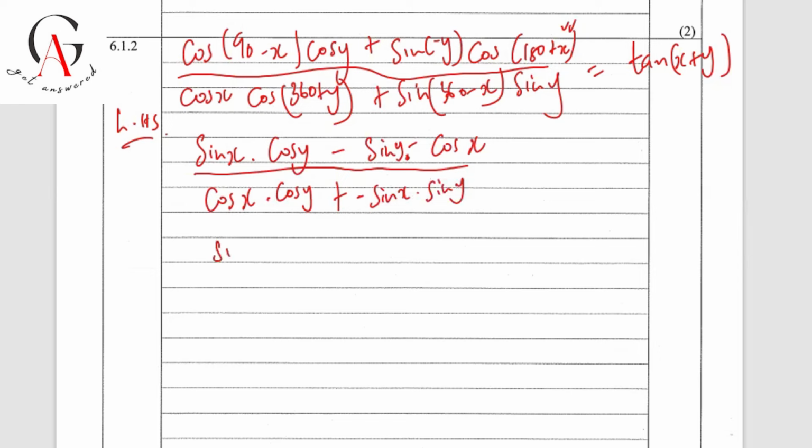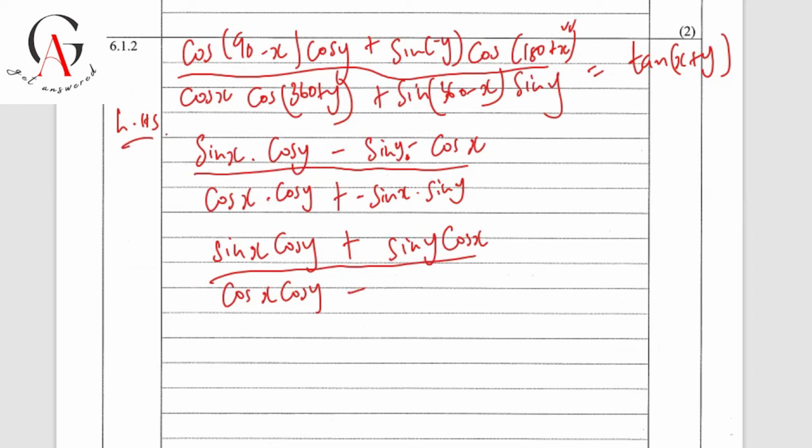All right, let me simplify that. So that's going to be sine x cos y, that and that will have a plus, sine y cos x over, that's going to give me cos x cos y minus.